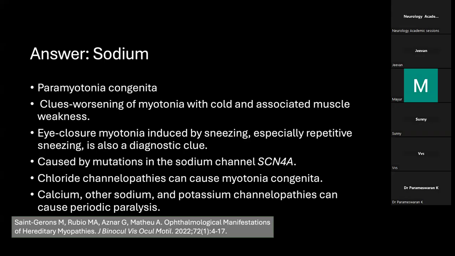The causative mutation is in SCN4A. Chloride channelopathies can cause myotonia congenita, and calcium, other sodium and potassium channelopathies can cause periodic paralysis.